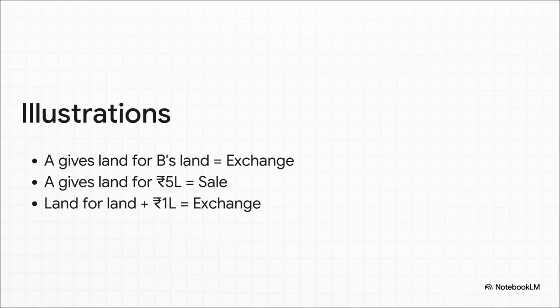I want you to write your illustrations out like mathematical formulas on a blackboard. A gives land to B and receives another land in return. That equals exchange. A transfers land to B for 5 lakh rupees. That equals sale. Now what's really interesting is this third scenario. A transfers land for land plus 1 lakh rupees. This equals still an exchange. Why? Because the consideration is not wholly money. It's property accompanied by money to balance the scales. As long as the consideration is not purely money, Section 118 holds firm.